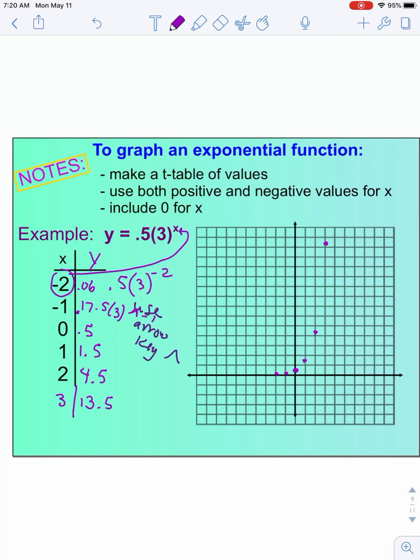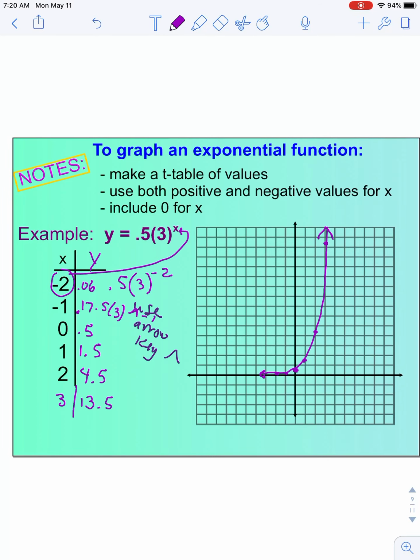I believe is right there if I did my counting right. So with your exponential functions, you connect. Remember, we chose the x values, so we connect the points. And again, we do not cross that line. It gets closer and closer, but never crosses. So there's your exponential function.